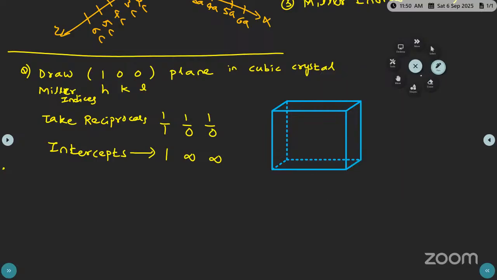Right. Now, what is this direction? Let's take this as x, this as y, and this as z. This is the origin.